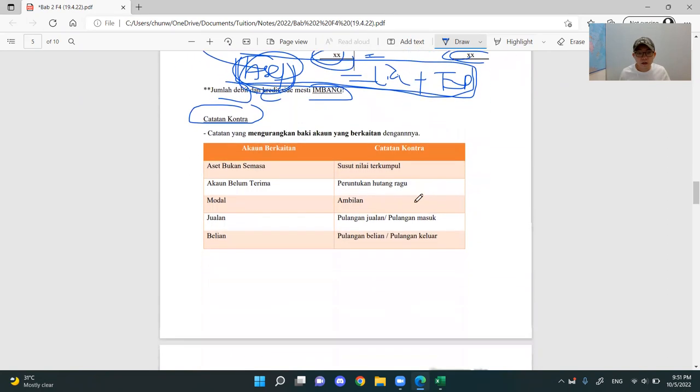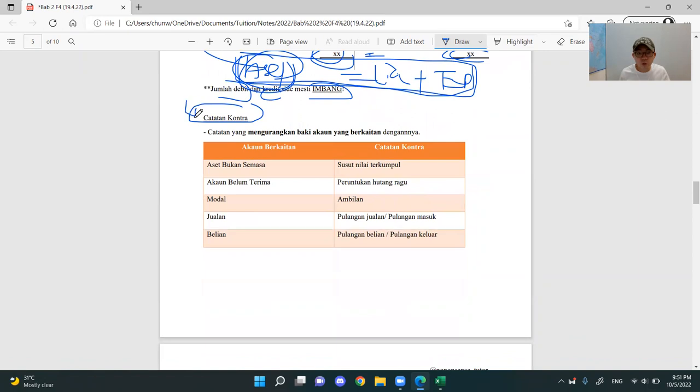Then here is a chartering contract. And what is chartering contract? Chartering contract is something that will mengurangkan your baki account. When I explain here, normally students will forget about it. You will get refreshed when you go to your Form 2, 3, and so on, and also Form 5. But now, I still have to go through with you.